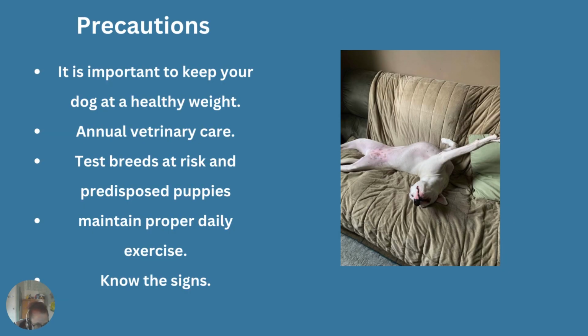Precautions to take. It is important to keep your dog at a healthy weight. It is important for annual vet care. Test breeds at risk and predisposed puppies at an early age to see if they are showing signs. Maintain proper daily exercise, which means don't overdo exercise as well. A lot of working dogs are over exercised and they end up with osteoarthritis.